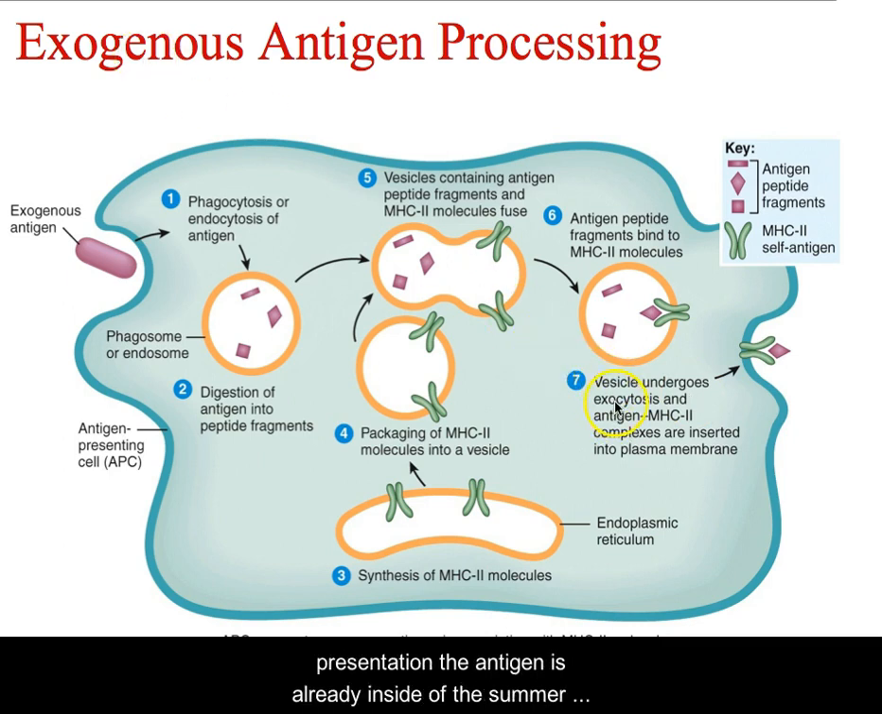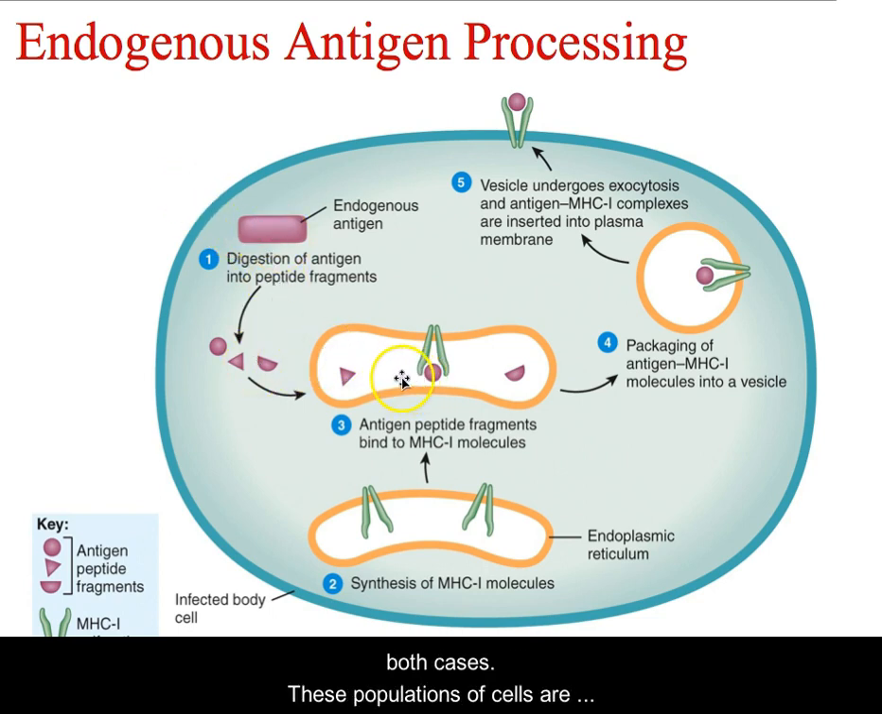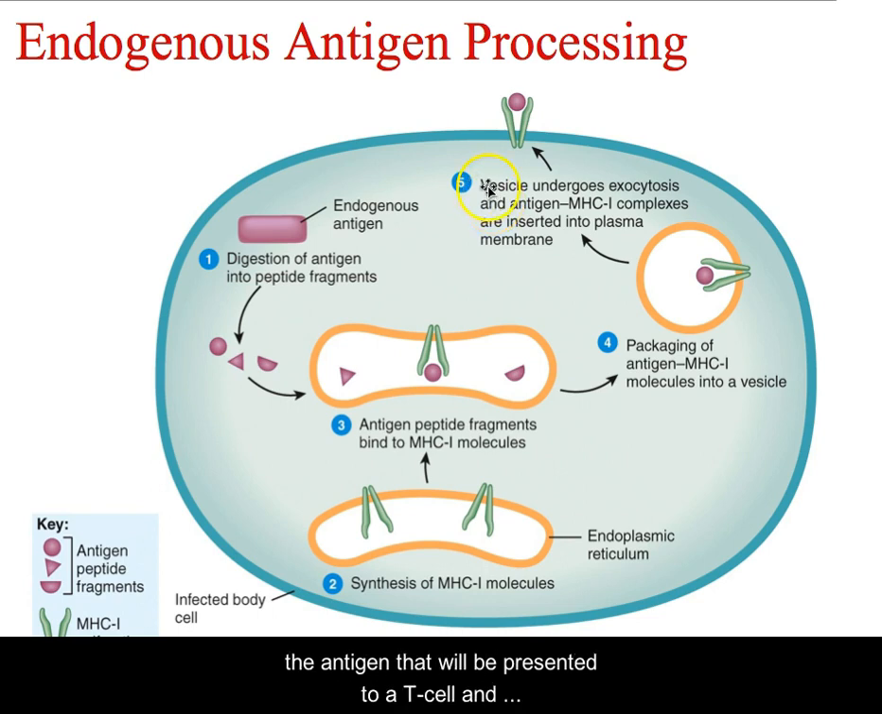Exogenous utilizes MHC2. Whereas endogenous presentation, the antigen is already inside of the cell. And remember in the previous discussion I said, well, that means maybe a virally infected cell will have something inside of it that can be presented at the surface of the cell via MHC1, but in both cases, these populations of cells are now antigen-presenting cells, where this little circle here is the antigen that will be presented to a T cell, a B cell, some other molecule.